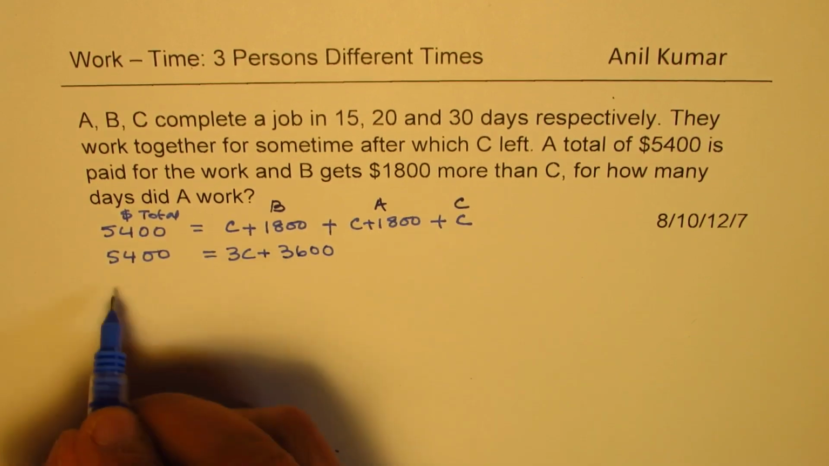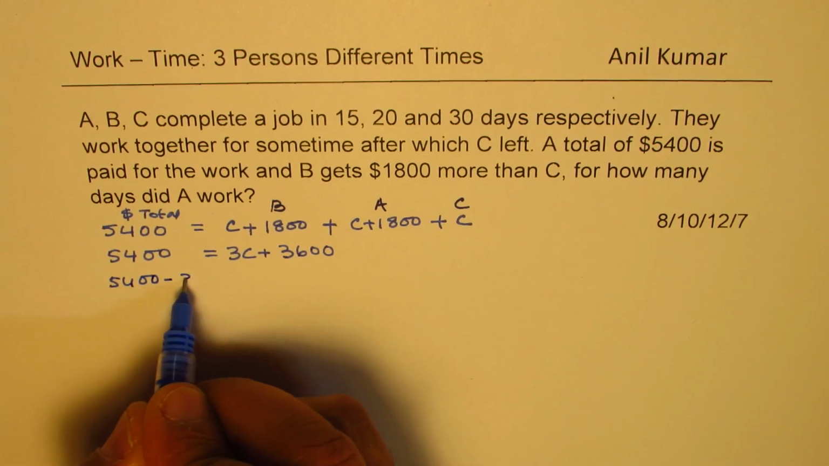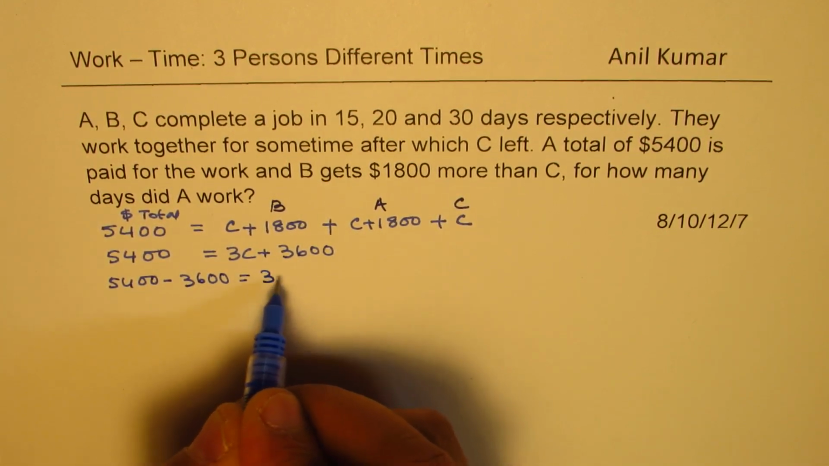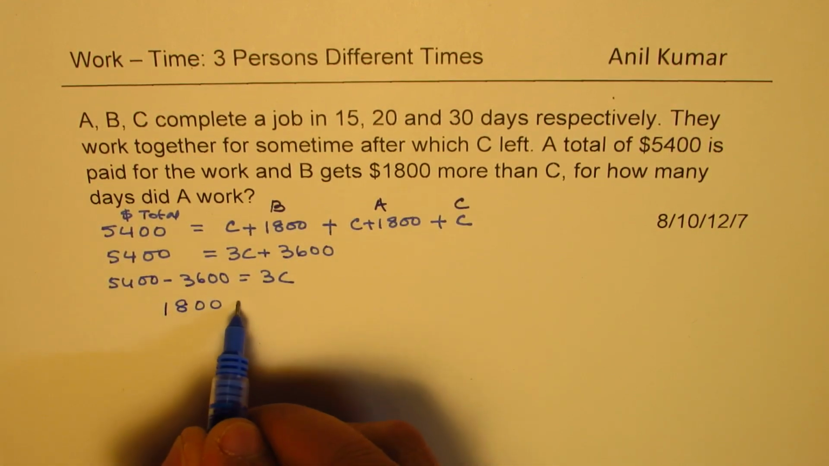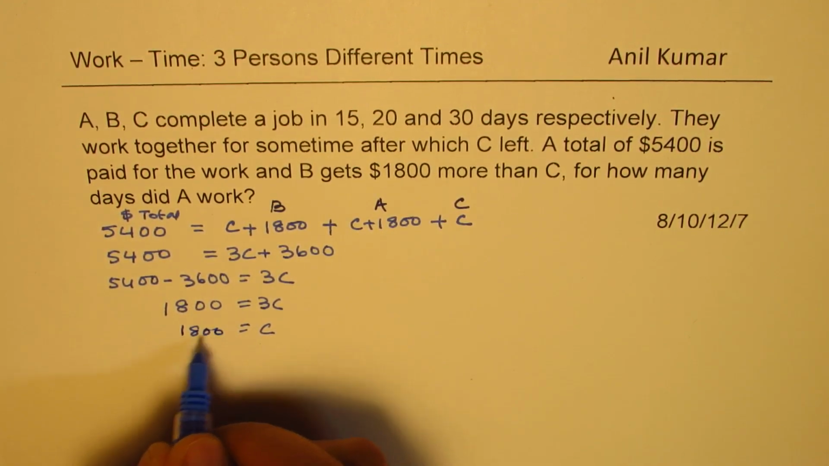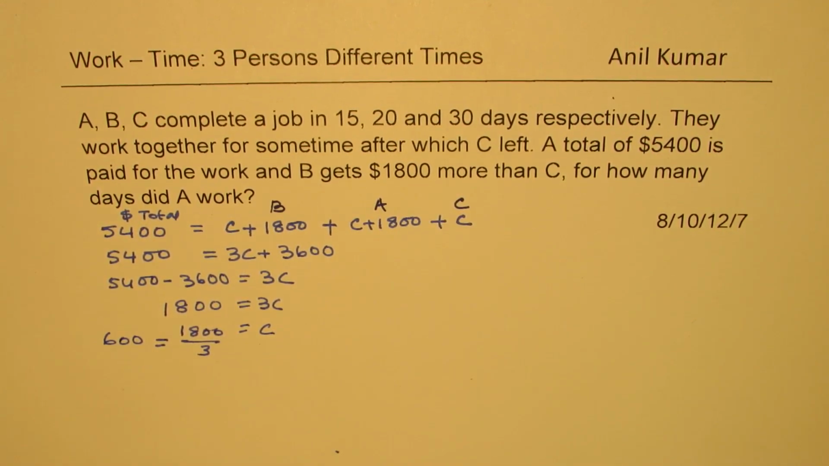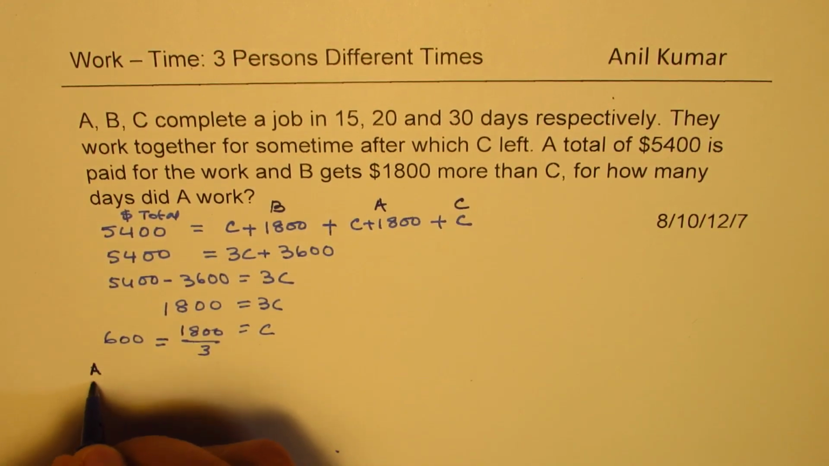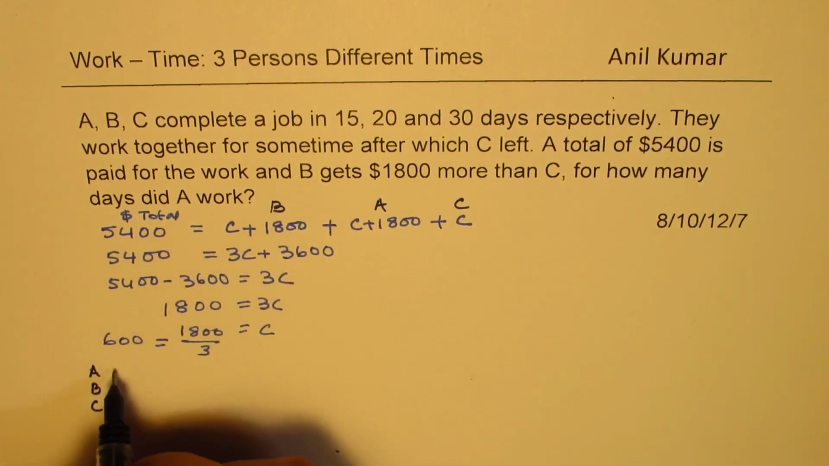So we have 5400 minus 3600, okay? 5400 minus 3600 equals 3C. That is 1800 equals 3C. That means C got 1800 by 3, which is 600, right? So the amounts for A, B, and C are, 1800 more than 600 will give us 2400, right?